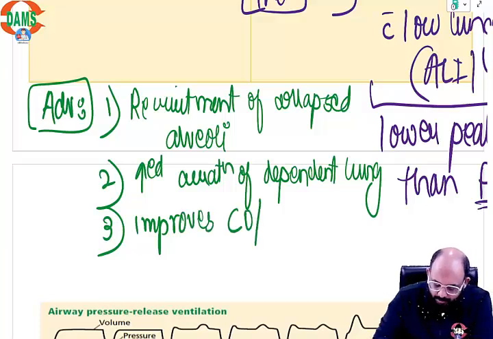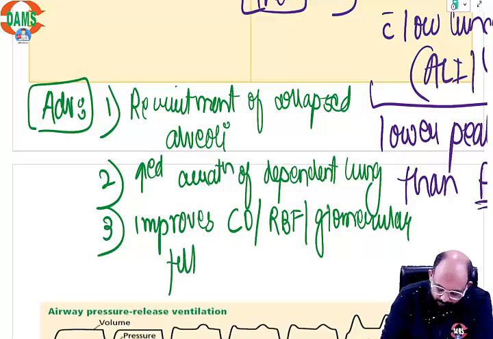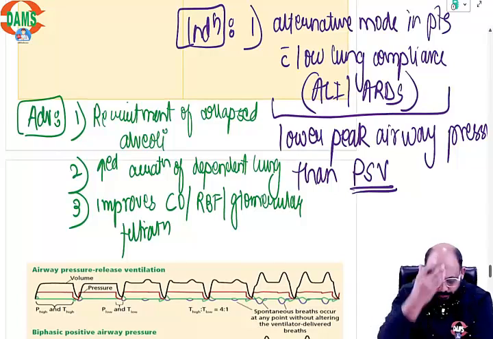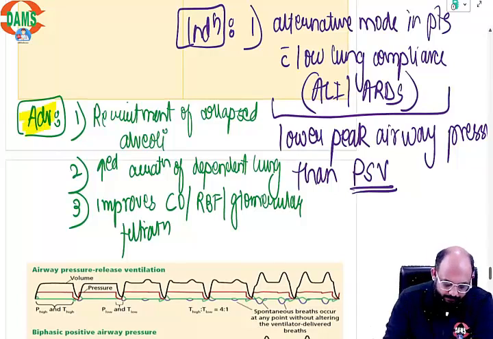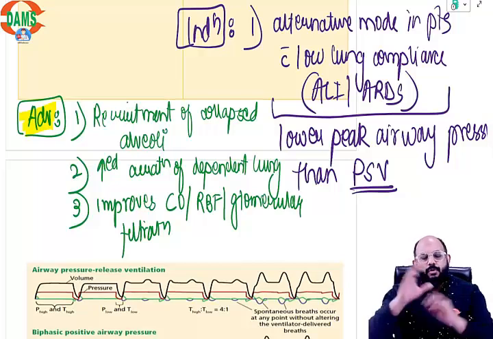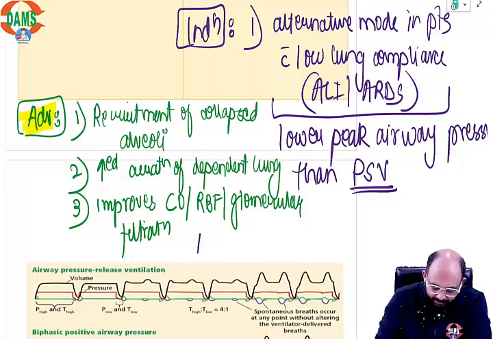It also improves cardiac output, renal blood flow, glomerular filtration. It has an overall advantage of improving cardiac output, renal blood flow, glomerular filtration. So overall it is very good. But the problem, the disadvantage, is the compliance problem.